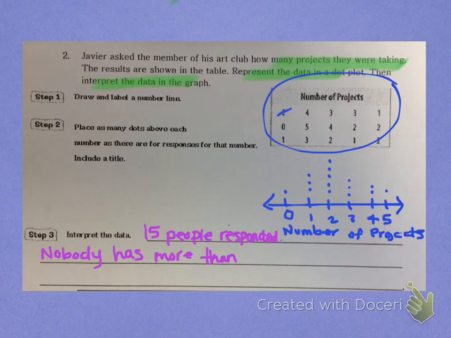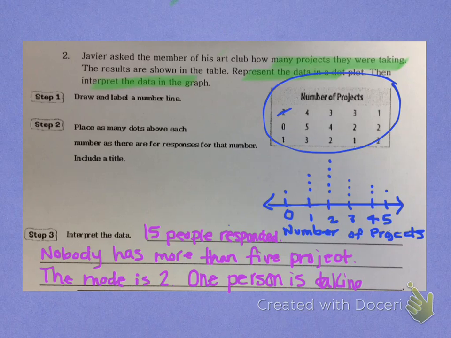Okay? And then let's look at the mode. What is the most projects people have taken on? The mode is 2. So that means that's the most projects taken. And then there is one person that's not doing any projects. One person is taking 0 projects. And that's an interesting fact about this dot plot.